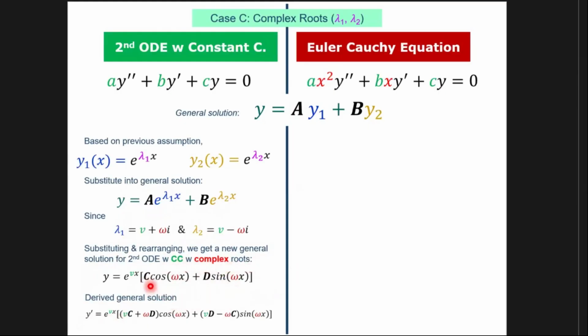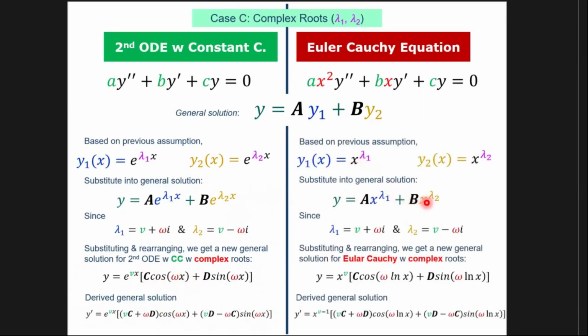So the new constants used here are C and D instead of A and B. The steps of getting this general solution from these two equations are shown in the next slide. I also provide a derived general solution here in case it's needed.